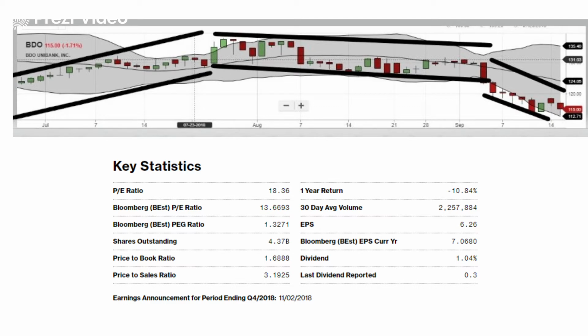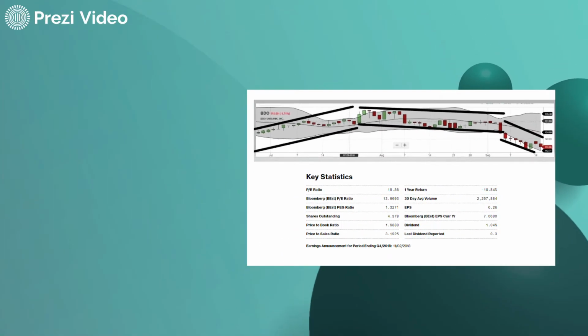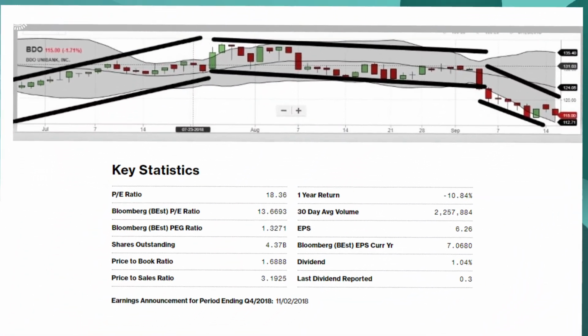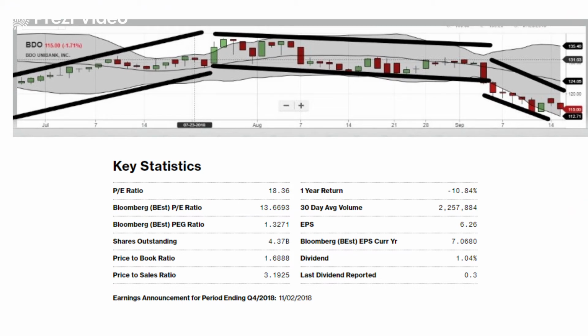So, BDO at this point in time, you see all the PE ratio and all that, right? The PE ratio 18, price to book medyo okay naman, no? Price to sales okay lang naman yan. 1 year return is already down 10%. EPS is 6.26. So if you will look at this, 18 times PE, medyo mataas pa yan compared to the market, no? Usually the market is 15 to 18, but I think at this point in time the market was about 20 times per earnings.